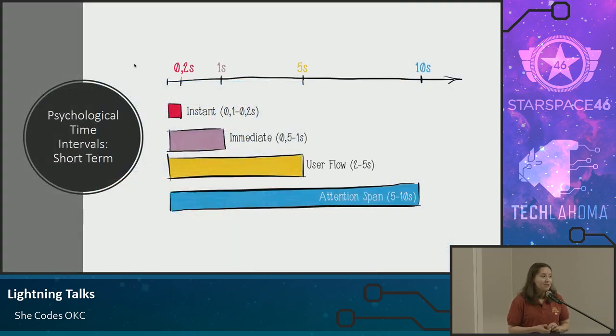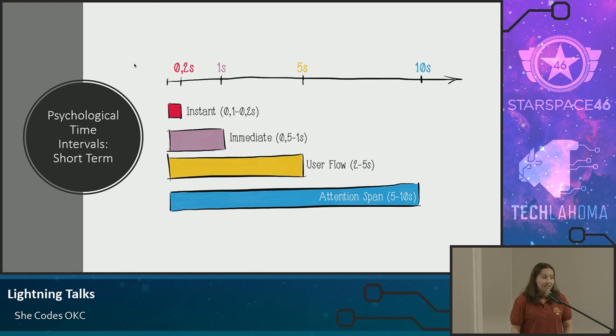First of all, in terms of psychological time intervals, when you're talking about short times, they've broken this down into 4 important durations. The first one is instant. That's 0.1 to 0.2 seconds. This is when you experience no delay in the response. As the user, you perceive no delay.